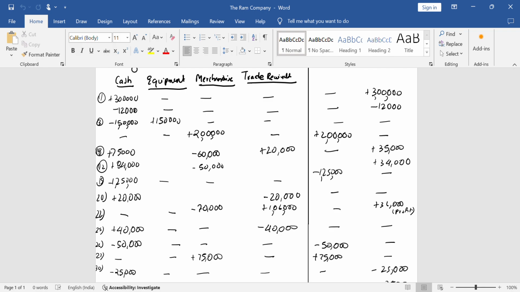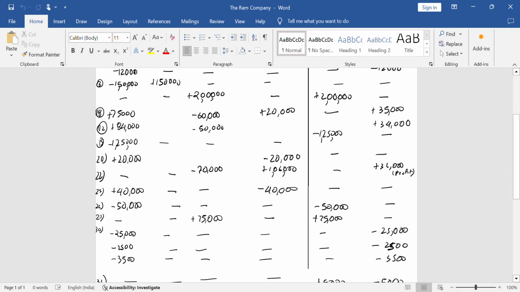May 3, the company purchased equipment for rupees 1,50,000 in cash. So cash balance will go down by rupees 1,50,000 and equipment balance will increase by rupees 1,50,000, and there will be no impact on other accounts. Merchandise zero effect, trade receivable zero effect, equity zero effect, liabilities zero effect.